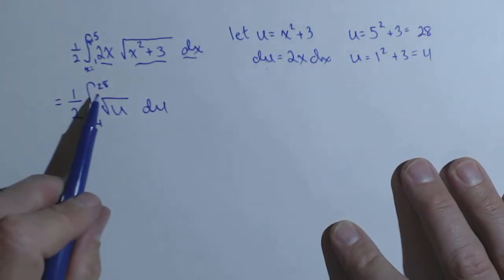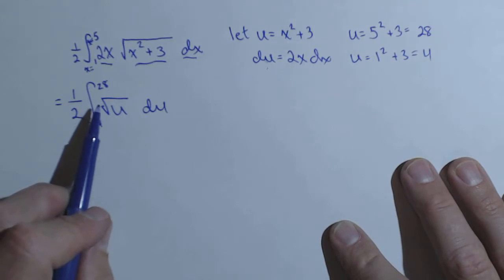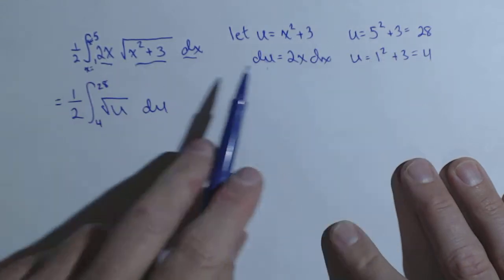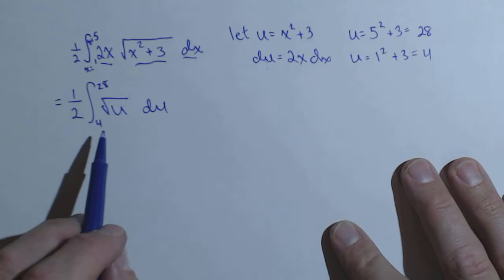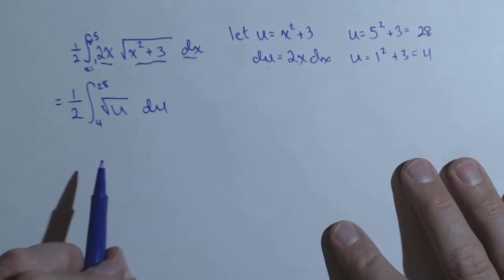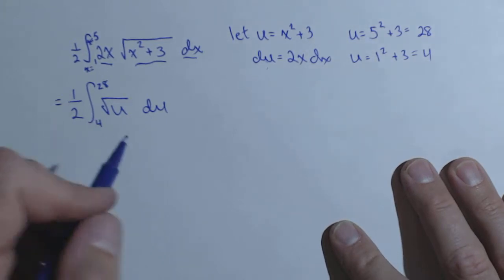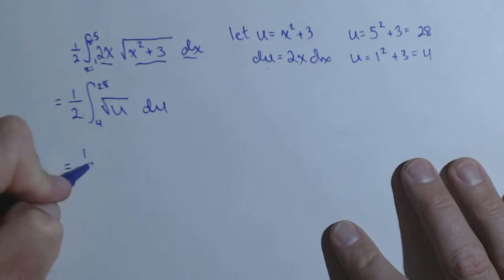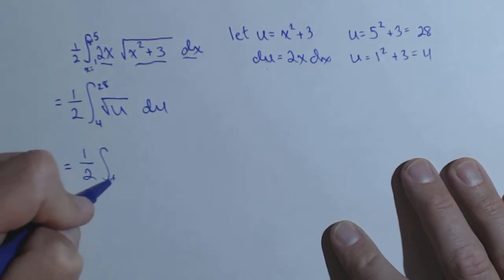Now these are u values. What that means is I can forget about this whole line now and just solve it from here on out. I don't have to substitute back or anything like that. I think it's a really big advantage. It helps keep things very clear.